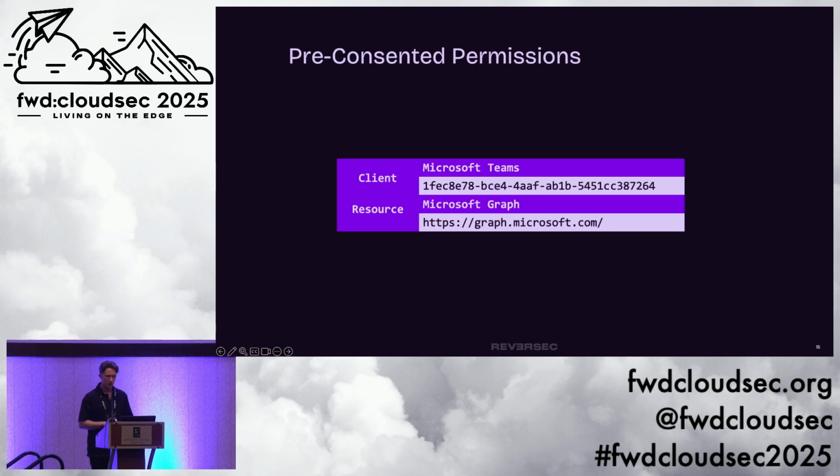Pre-consented permissions. Before we dive into this, it's important to understand there are two types of permissions within Azure. You've got delegated permissions, which is what we'll be talking about today. It allows the application to act on behalf of that user. And then you've got application permissions, which allow an application to have its own identity and its own permission set to perform its own requests.